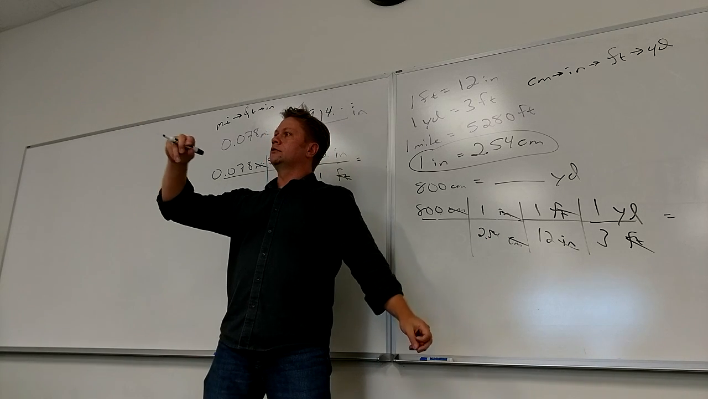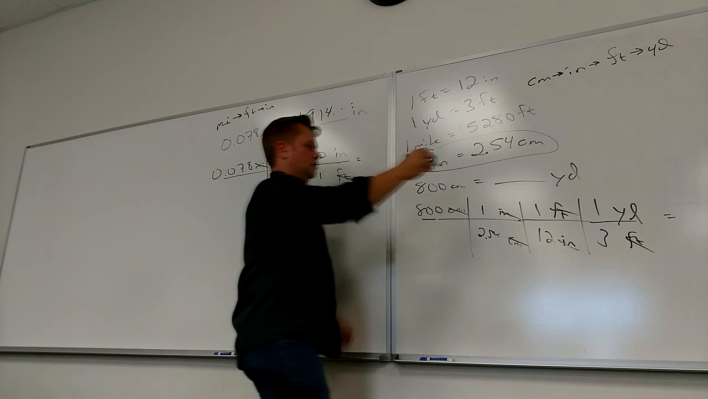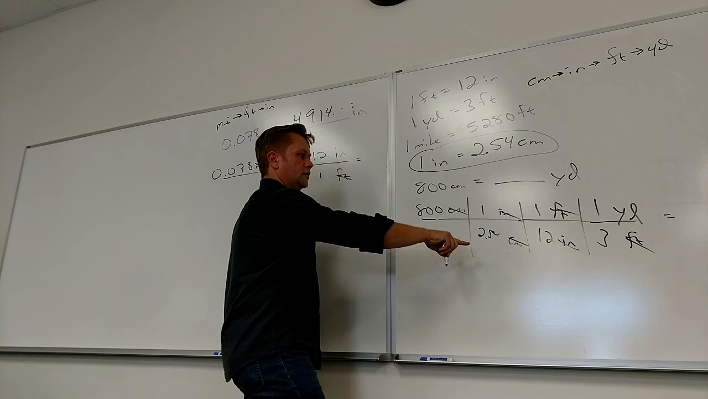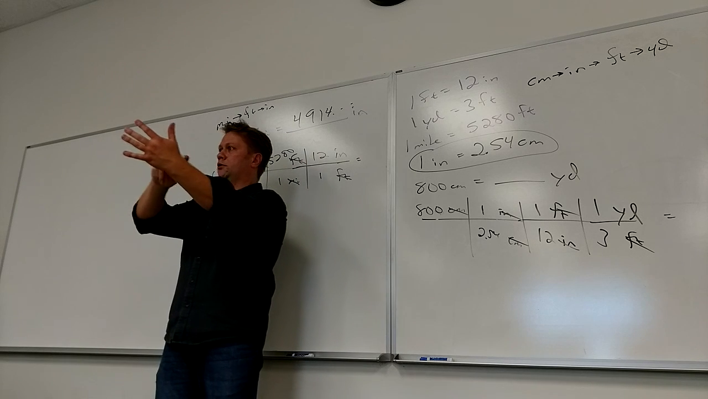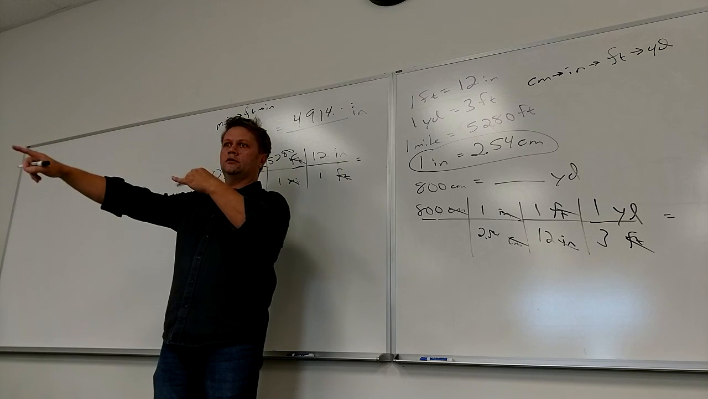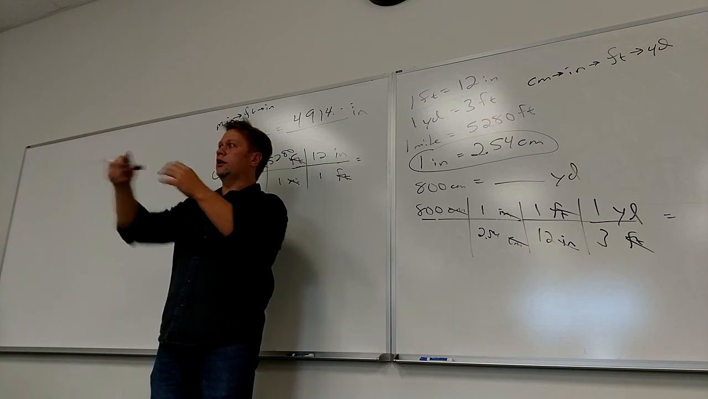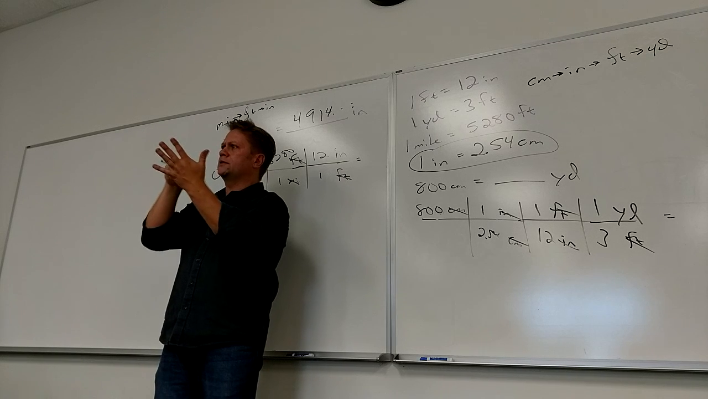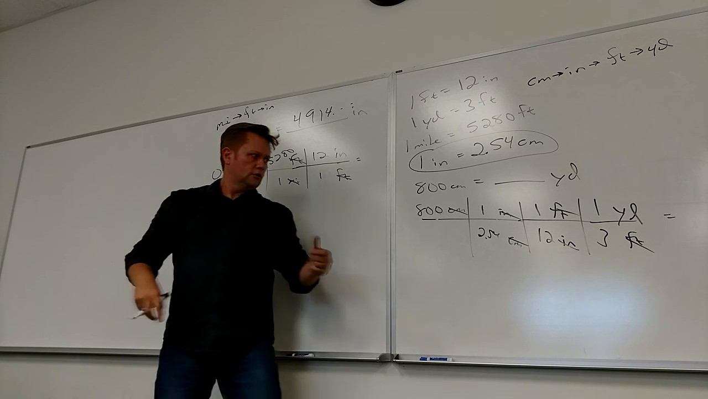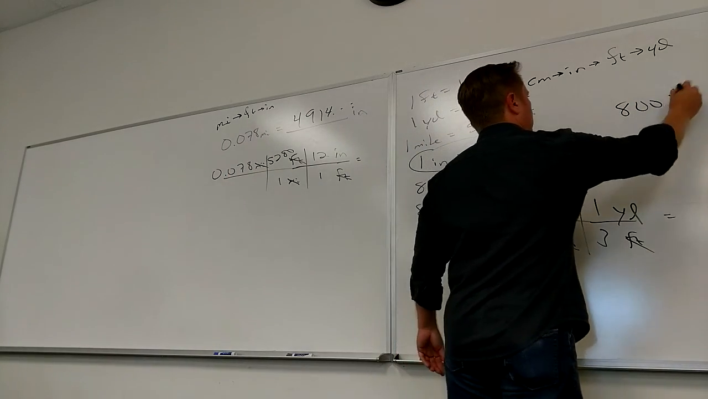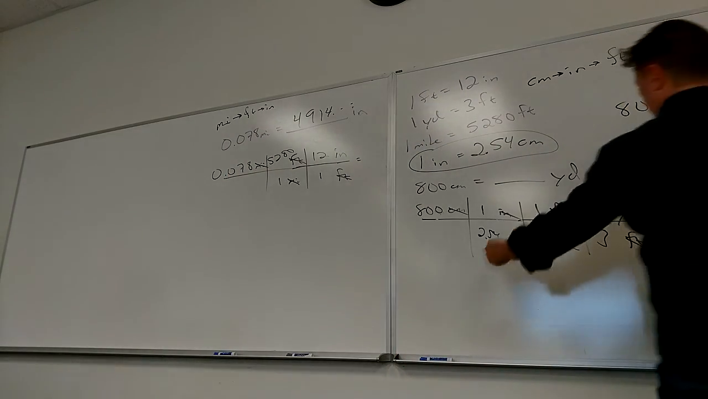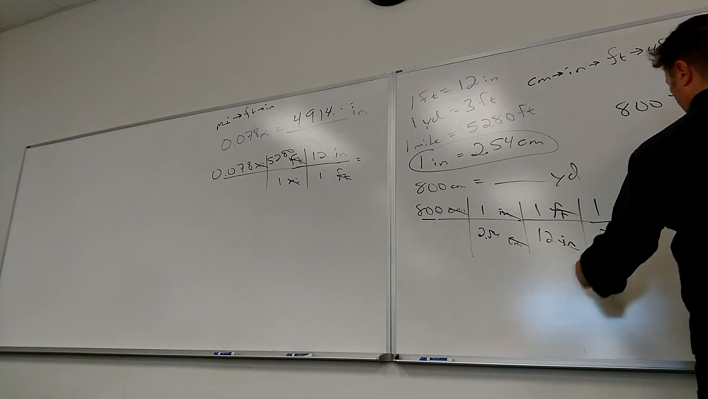So you go 800 divided by 2.54? Yes. Get an answer and divide that by 12? Yes, or you can actually, if you have a scientific calculator, just put the whole thing in there at once, so you don't have to write a billion decimal places out. So in your calculator, type 800 divided by 2.54 divided by 12 divided by 3.